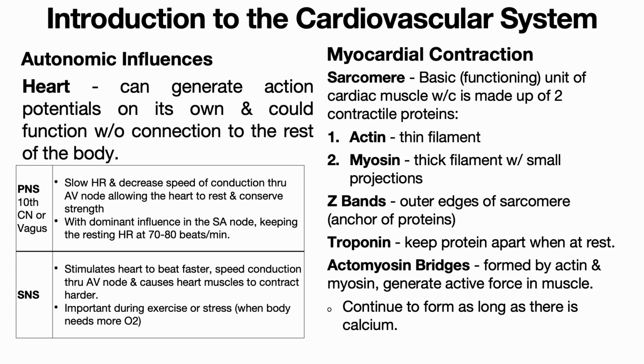The SNS stimulates the heart to beat faster, speeds conduction through the AV node, and causes heart muscle to contract harder. This is important during exercise or stress when the body needs more oxygen. So the PNS and SNS work together to help the heart meet the body's demands. Drugs that influence either branch can exert autonomic effects on the heart.